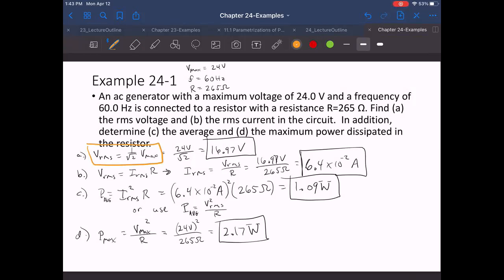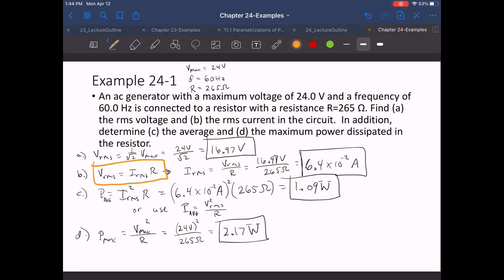The RMS current in the circuit. Here I just used Ohm's law, but I used RMS for the voltage and for the current. So I_RMS is just V over R, which is V_RMS over R. So that's that 16.97 volts from part A divided by the 265 ohm resistance. And that's 6.4 times 10 to the negative 2 amps, or what is that? 6.4 centiamps, or 64 milliamps.